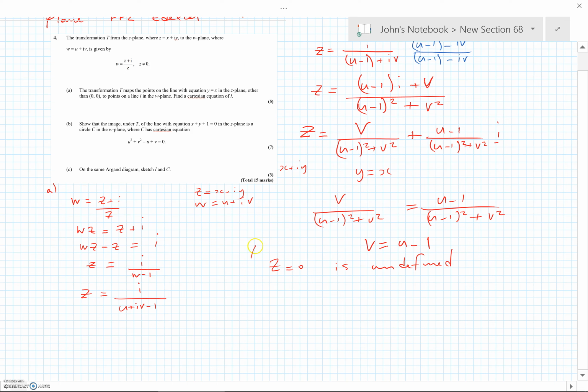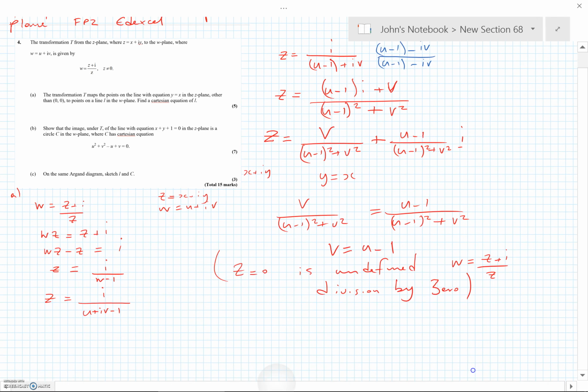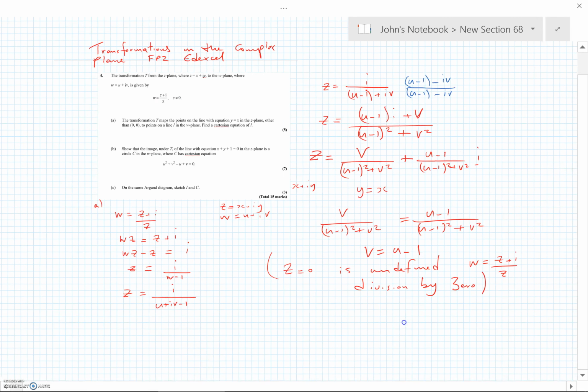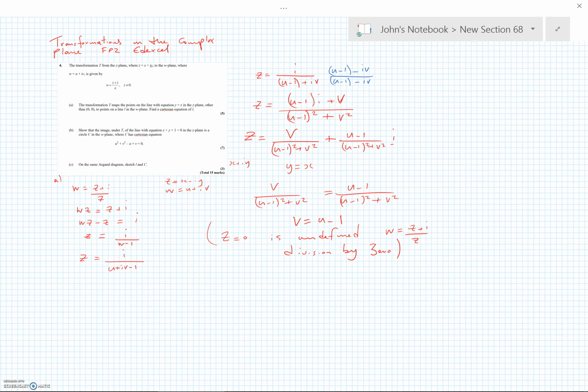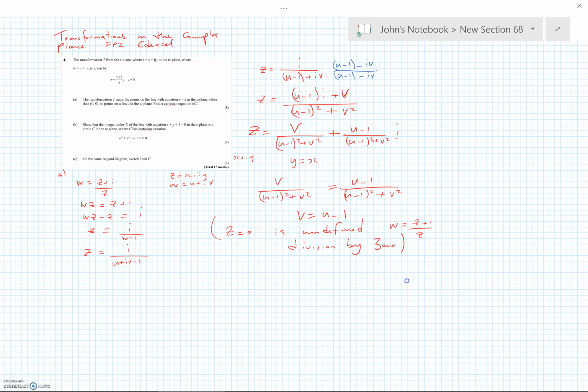So we would definitely need to note that division by 0 is not possible. But I haven't looked at the scheme, and I suspect that I'm not going to be too concerned with that in FP2. More for STEP people, really.